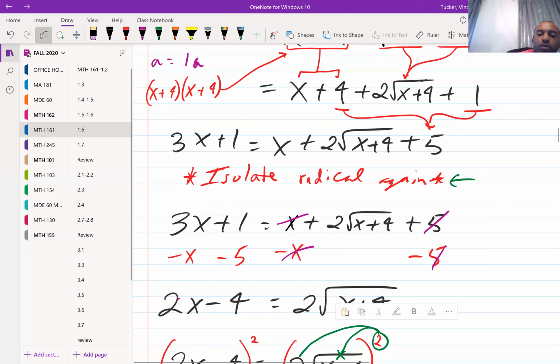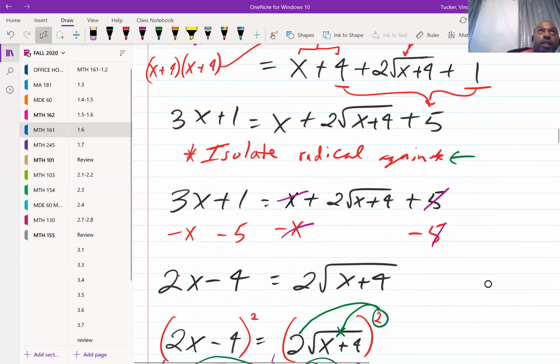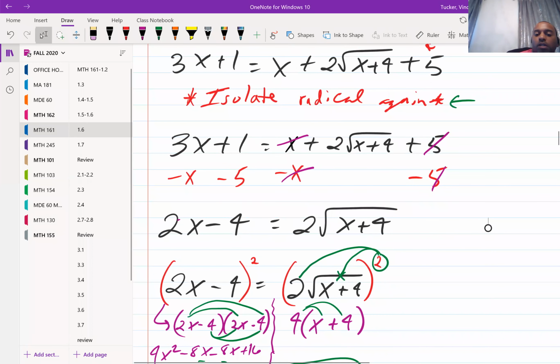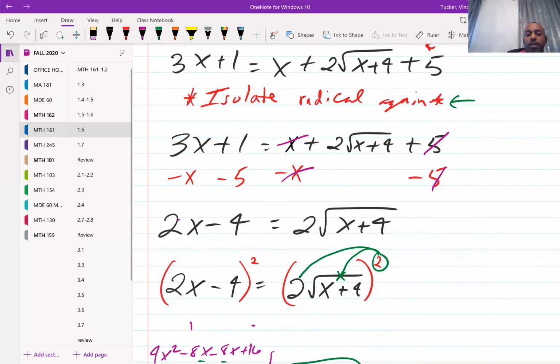All right, next move. Raise each side to the power of the index of the radical. And so we're not looking at this stuff yet. I'll put it back up in a second. But all we did was square both sides of the equation.